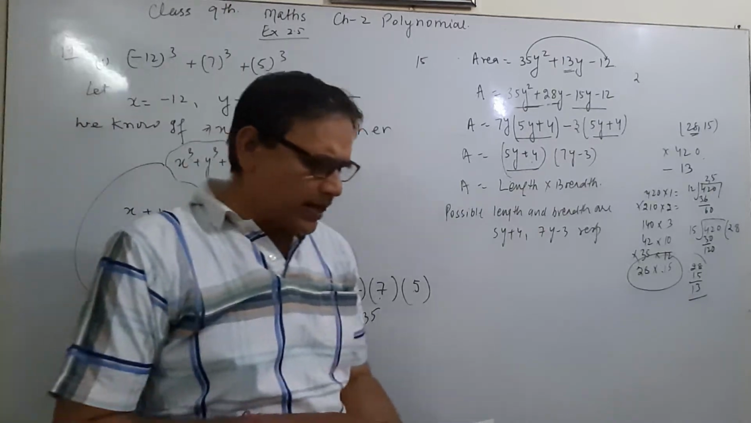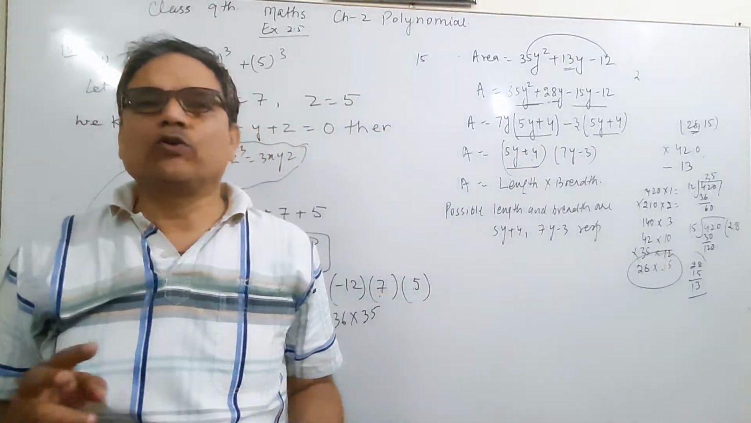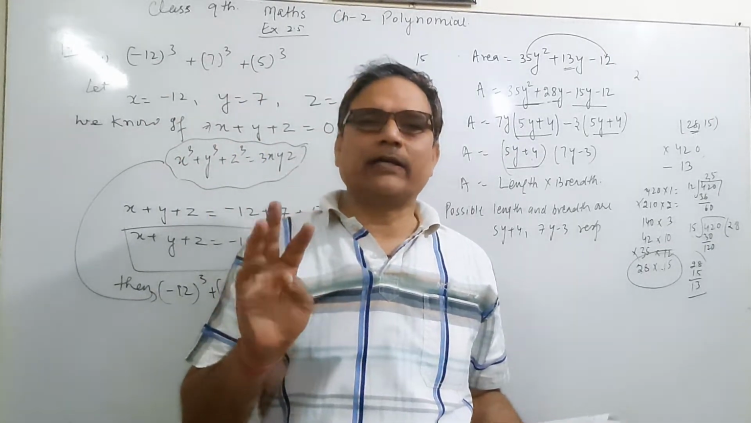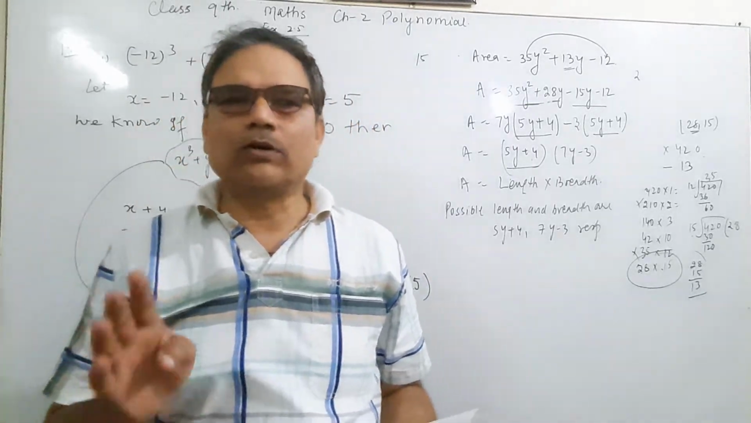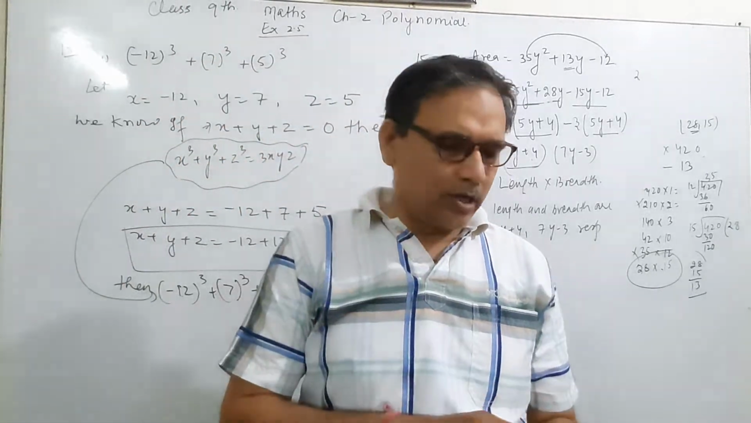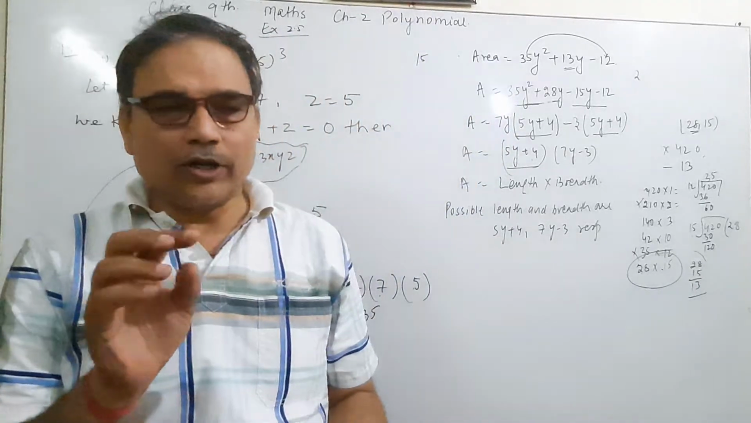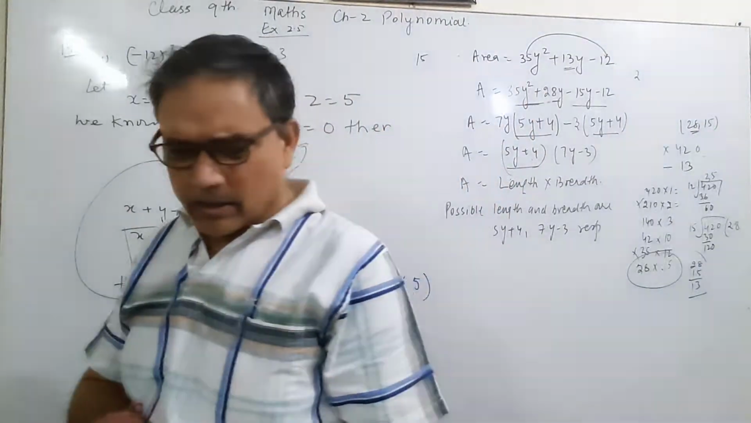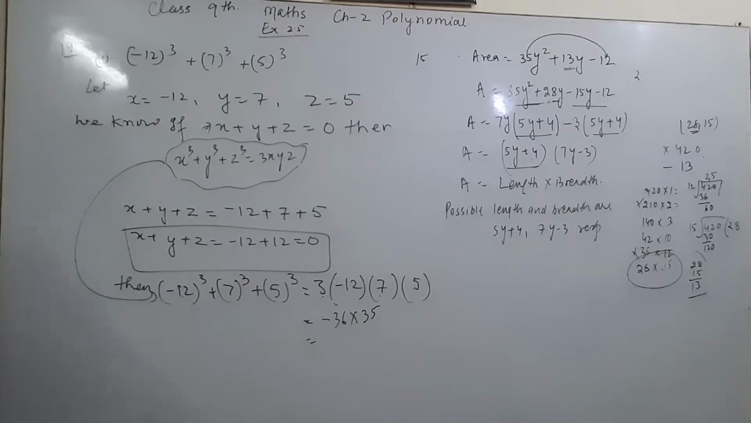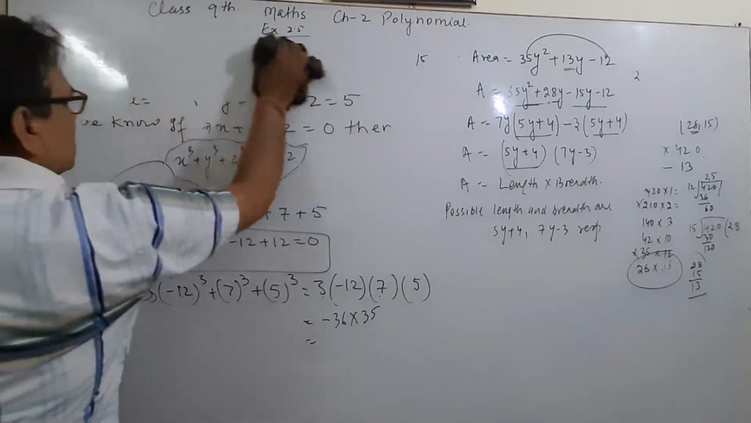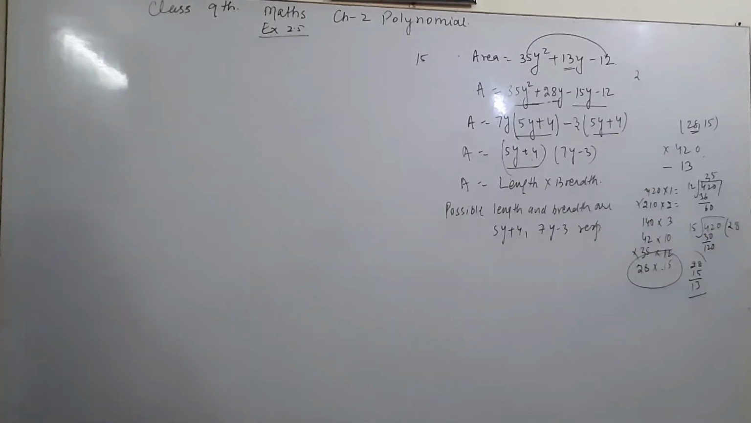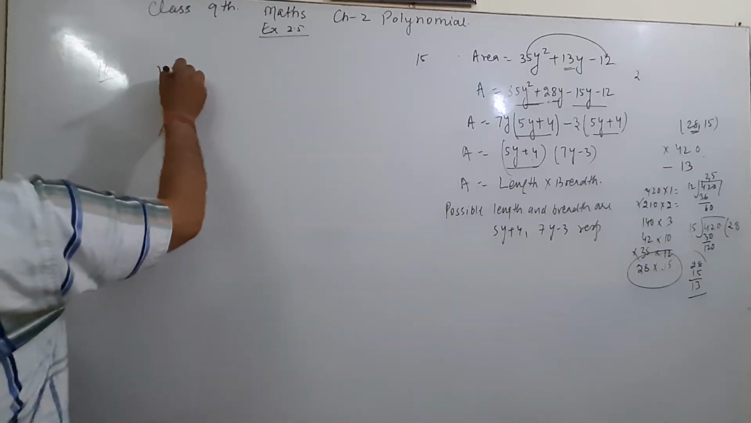Write the possible expression for the dimension of the cuboid. A cuboid is a solid figure, a three-dimensional figure which has dimensions length, breadth and height. It means we have to find three expressions whose product is the given volume. And the second part, what is the volume of the cuboid?